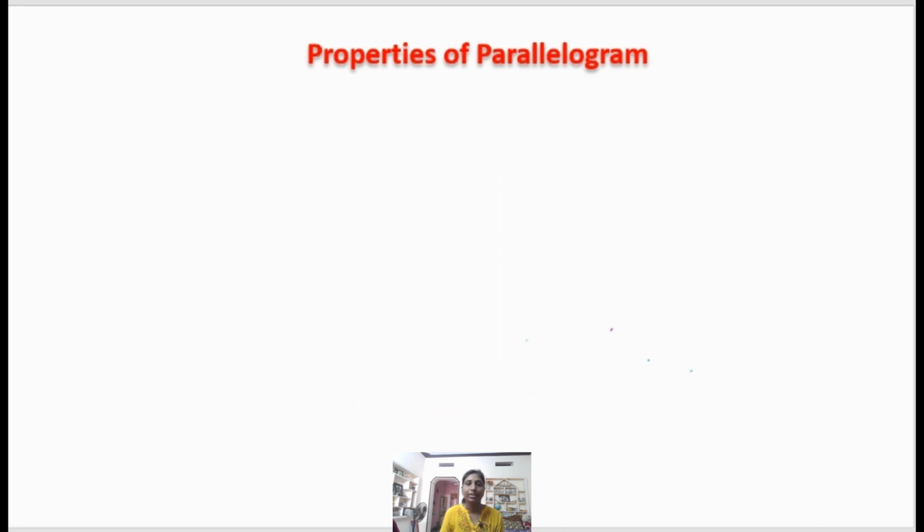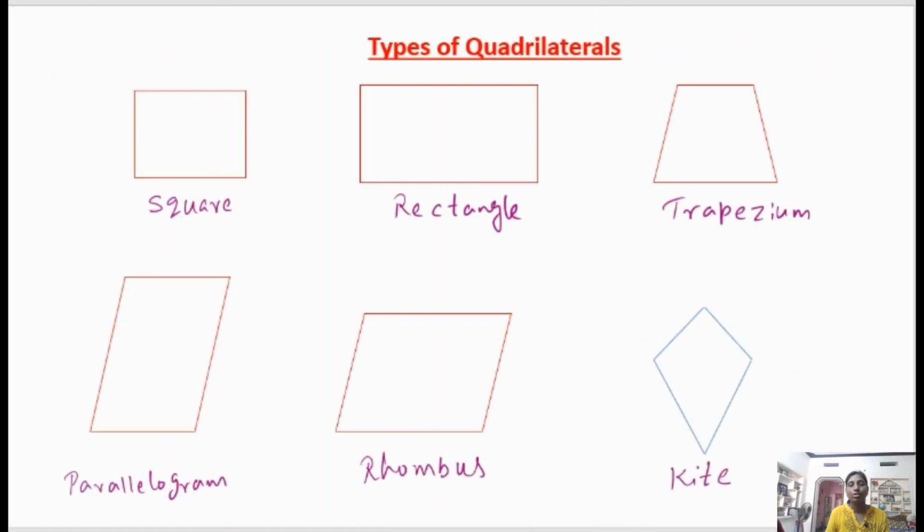Now in this video we will learn what a parallelogram is and what its properties are. Okay, now let's jump into the video. We have already learned the types of quadrilaterals. Once we recall: square, rectangle, trapezium, parallelogram, rhombus, kite. Okay, what is a parallelogram?